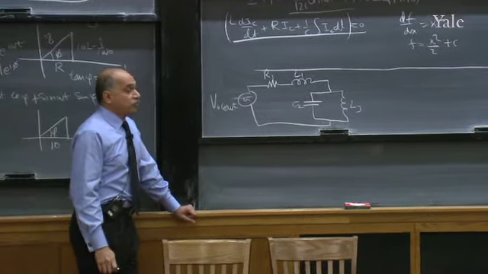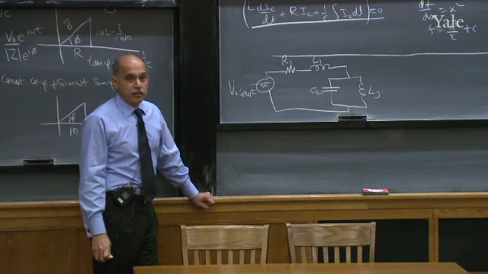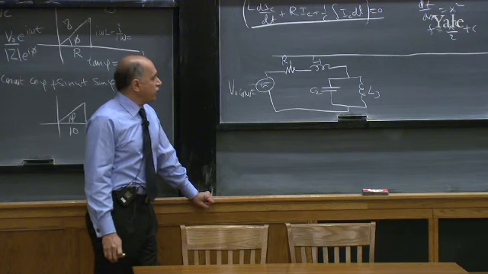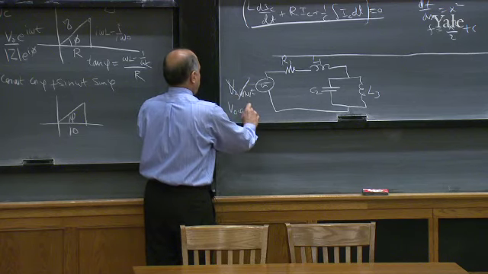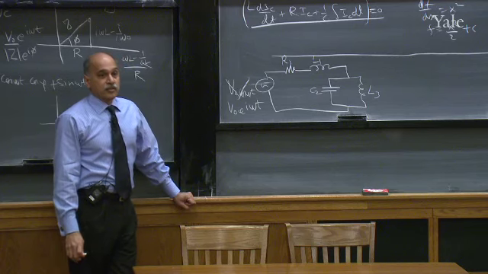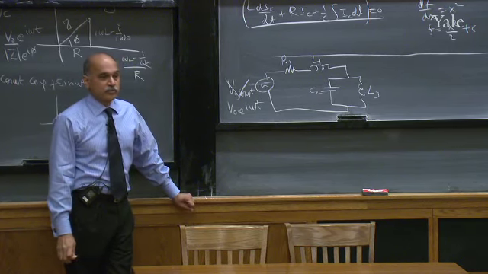How are you going to solve this problem? By guessing? You have no idea how to guess. You cannot solve this problem by guesswork. But I claim that if you replace this fellow by V naught e to the i omega t, you'll be able to guess the answer. You'll be able to solve the problem. So I want to take a minute to tell you why that works.